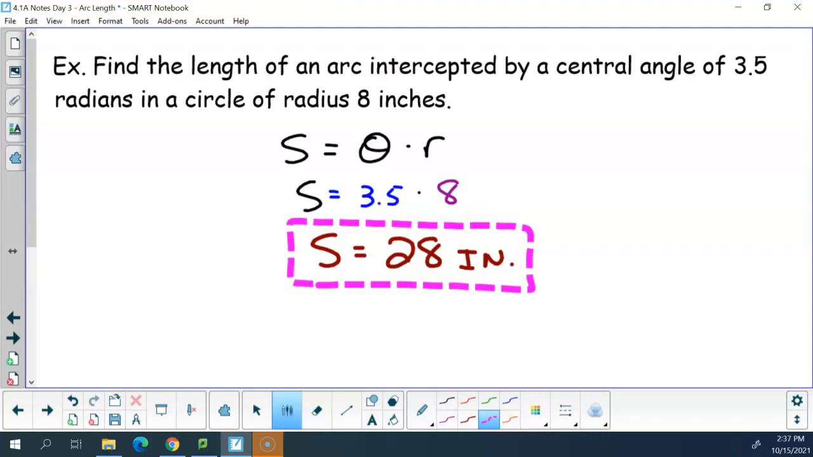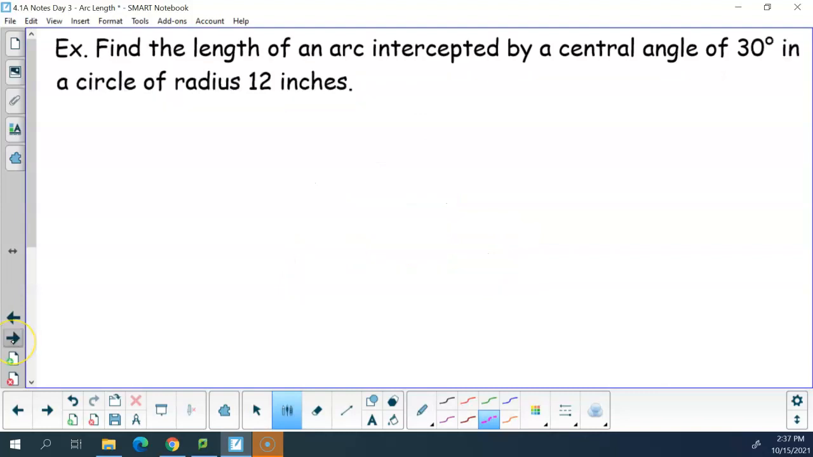Yes? Okay. Love it. Find the length of an arc intercepted by a central angle of 30 degrees in a circle of radius 12 inches. Ooh, I like this one. I will tell you that the answer is not 360. Is this 6.28? I don't know. Let's see. Okay, I haven't done this one yet.